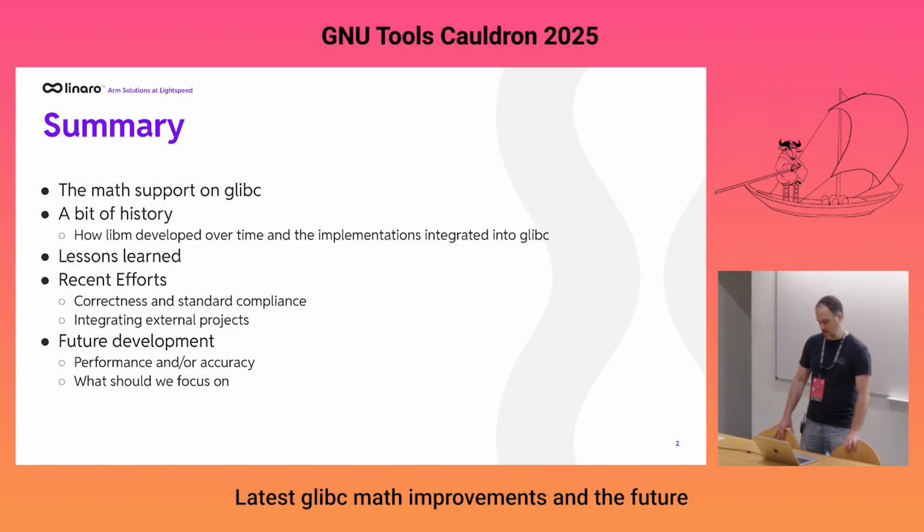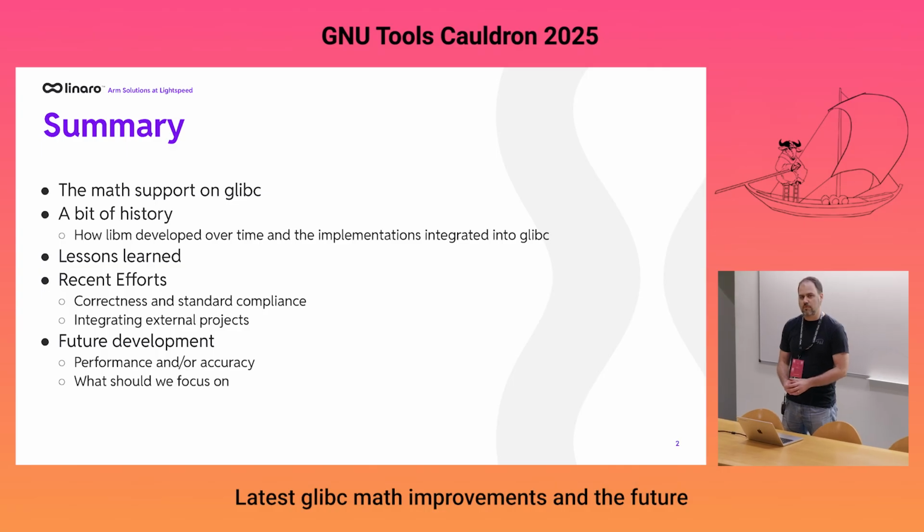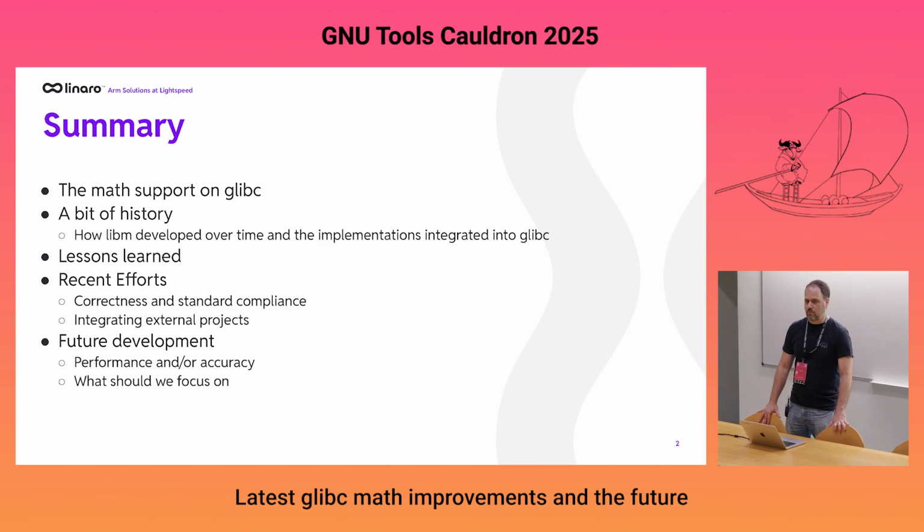It's a big, long part, but the whole idea is to have the third part, which is lessons learned, basically what we need to avoid and what we need to focus on to improve the math library in glibc, and the kind of work that we did in the latest year to improve performance and correctness.